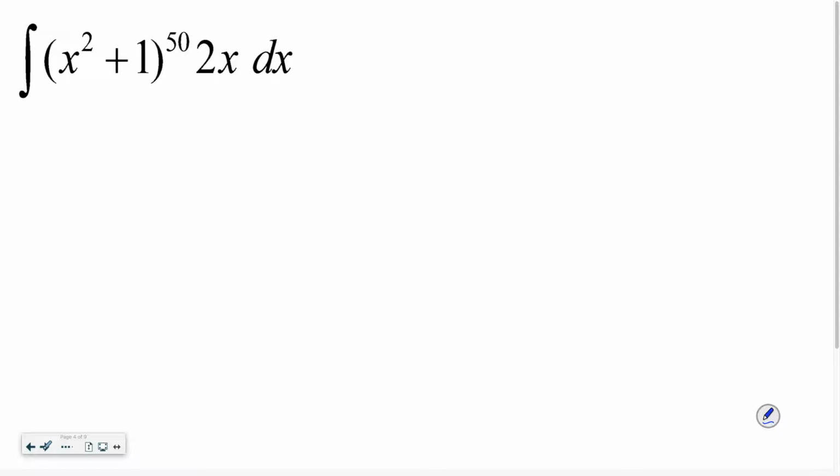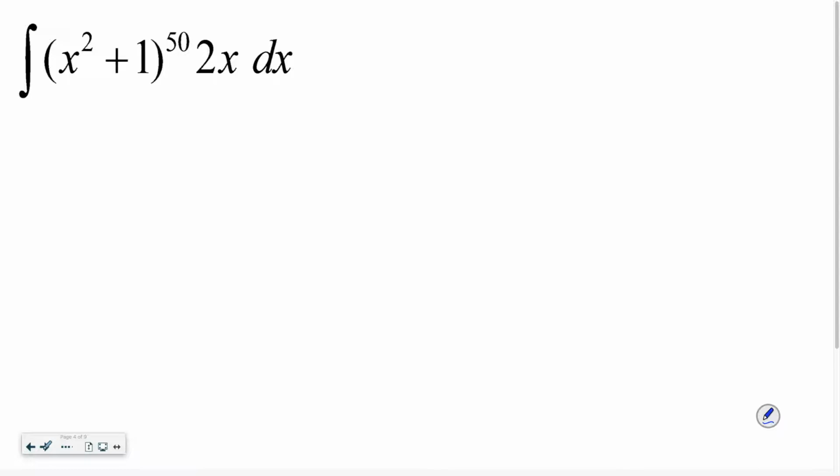To the 50th? No, not even when we were doing the binomial theorem in pre-calculus, I would never make you multiply this out. Okay, that's not efficient use of time. However, do you notice how x squared plus 1 is inside the 50th power? Okay, so we have a composition, right? And it's conveniently being multiplied by a function that seems like it could be nice.